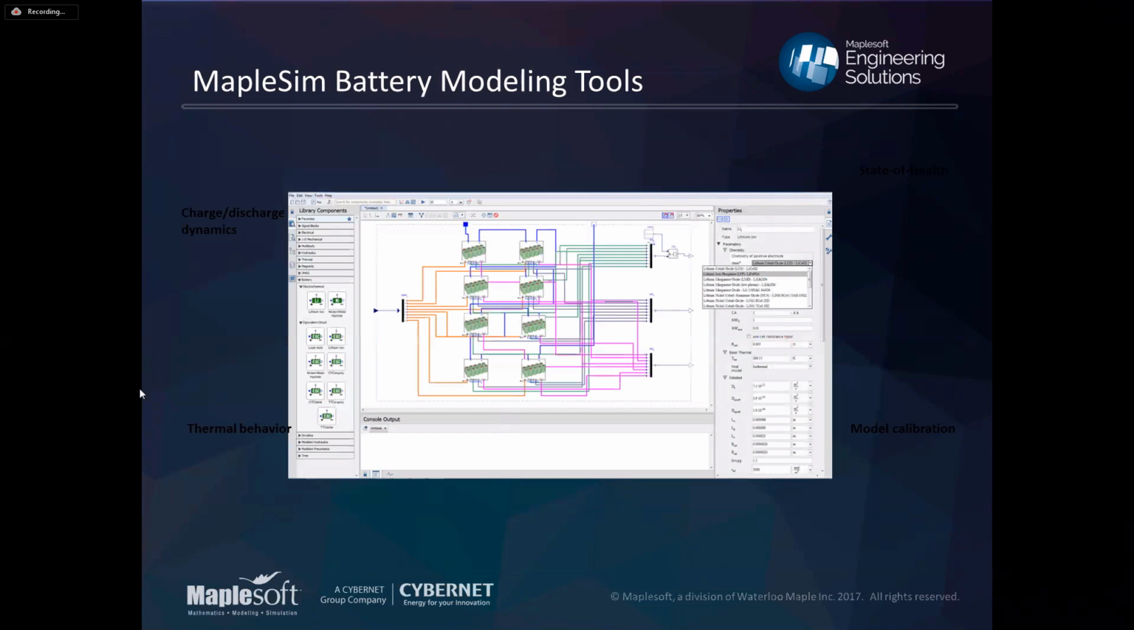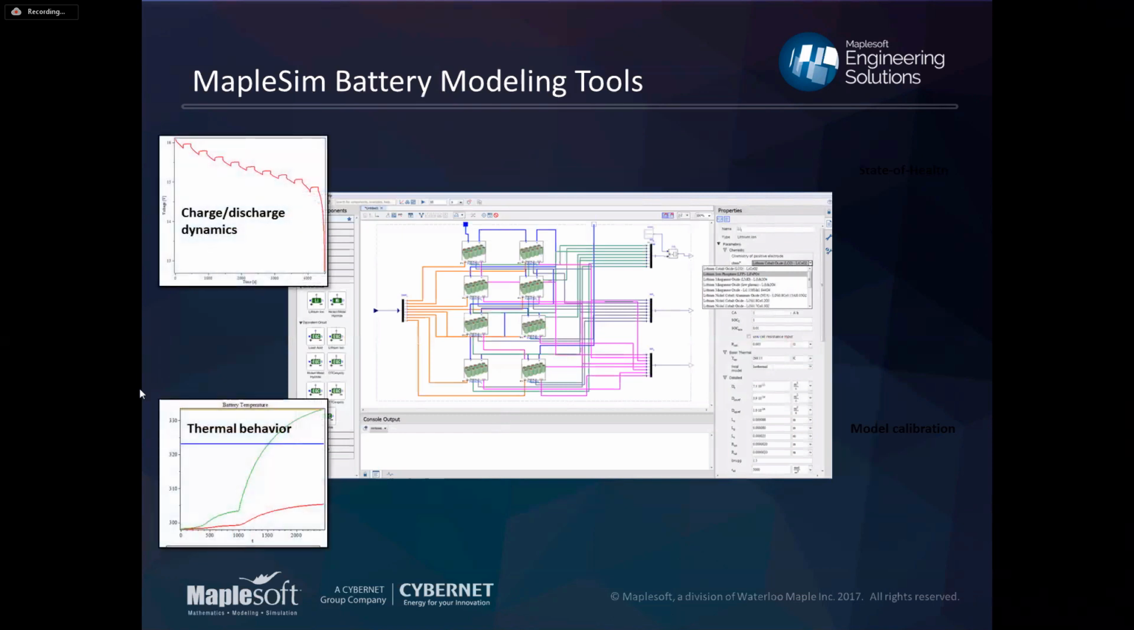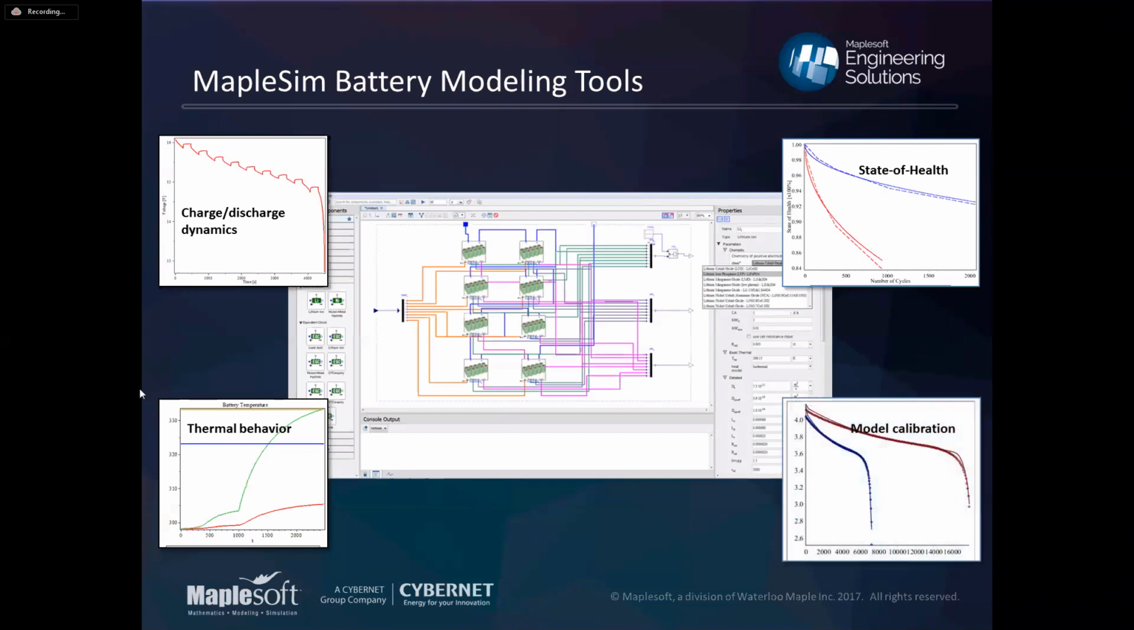The MapleSim modeling approach provides the performance needed for system-level studies with minimal loss in model fidelity. The battery library incorporates voltage profiles, state of charge, thermal behavior, capacity fading, distribution of electrode active materials, distribution of electrical potential, side reactions, and other properties.